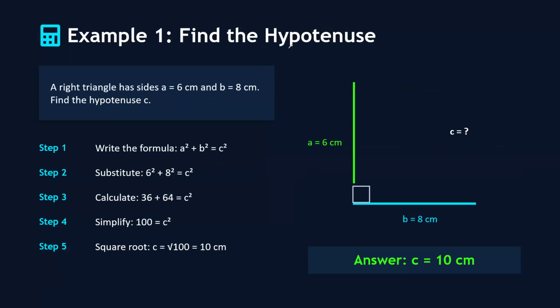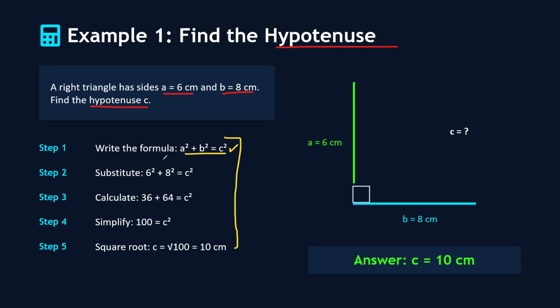Here we will try to calculate the hypotenuse. A right angle triangle has sides A which is 6 centimeters and B which is 8. You have to find the hypotenuse which is C. We will first see the steps and then apply them to the question. First step, write the formula: a squared plus b squared gives you c squared. That's step 1. Then substitute the values provided in the question in place of a and b. In this question, A was 6 and B is 8.